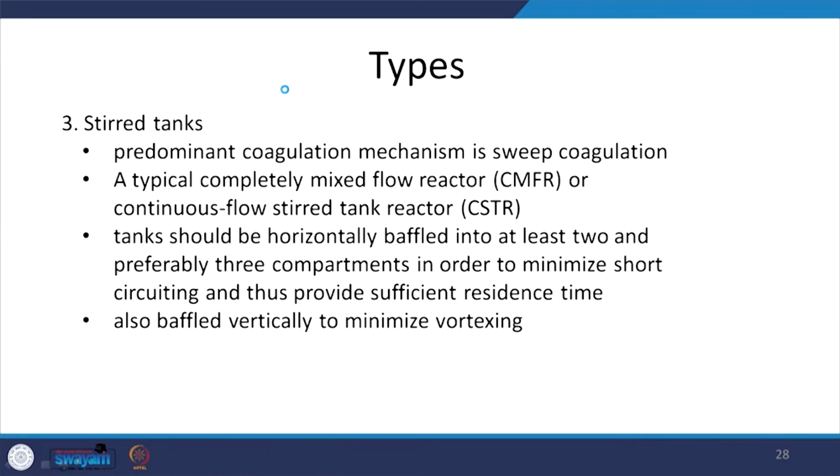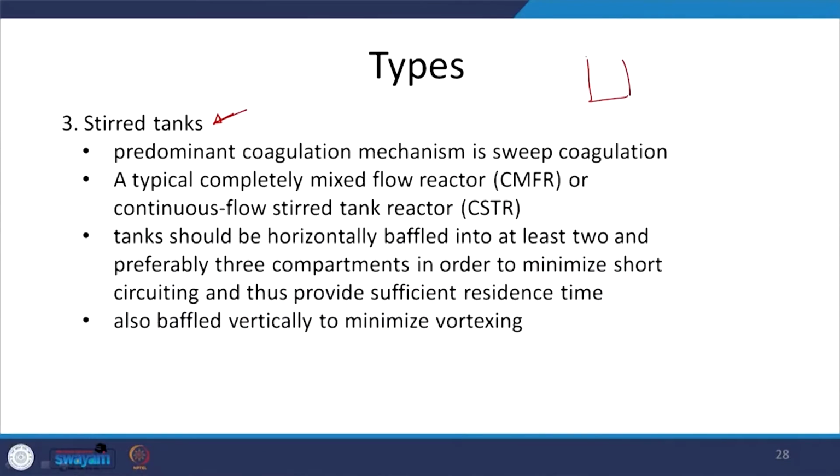And we have another one, stirred tanks. Well, it depends on the system, depending on the space. If you don't have space, you will go for inline. If you have space, and depending on the level of control on the mixing, maybe you will go for your stirred tanks. So in stirred tanks, flow is coming in and flow is going out. What is it? It's a completely mixed flow reactor or a continuously stirred tank reactor. And in general, it looks like we will promote sweep coagulation.